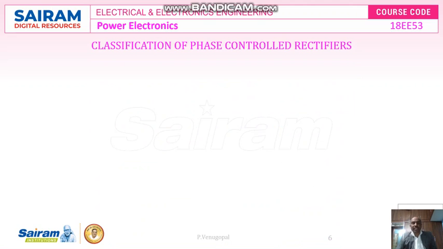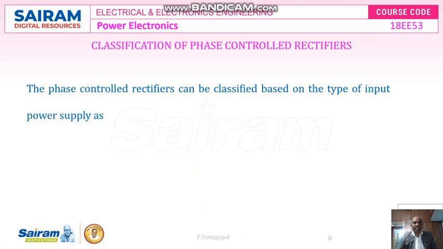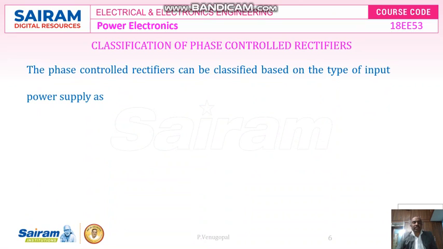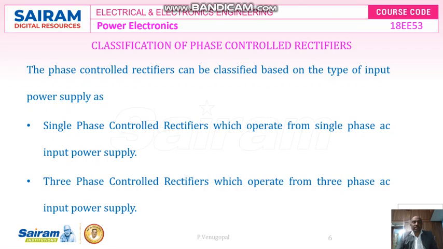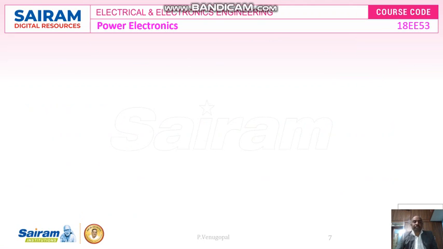Next we'll move on to the classification of the phase control rectifiers. Phase control rectifiers can be classified based on the type of the input power supply. If the input power supply is single phase, we call it a single phase control rectifier. If the input power supply is three phase, then we call it a three phase control rectifier. Single phase control rectifiers operate from single phase AC input power supply, and three phase control rectifiers operate from three phase AC supply.